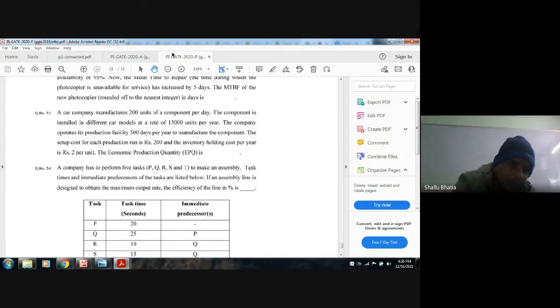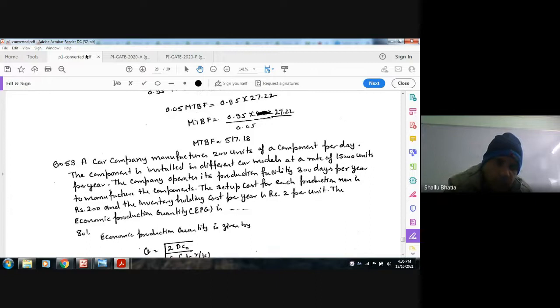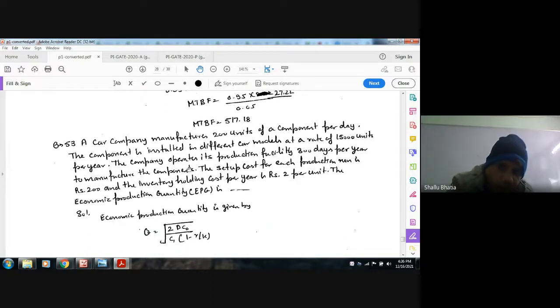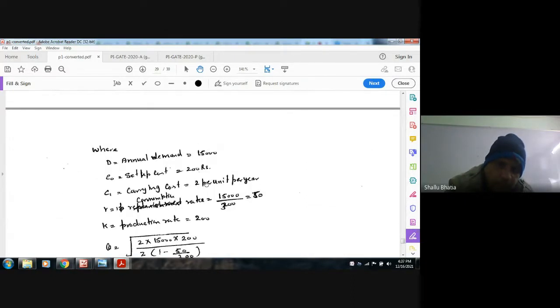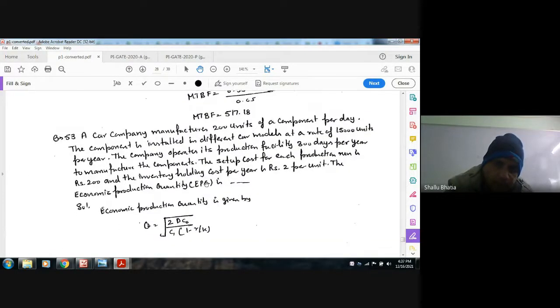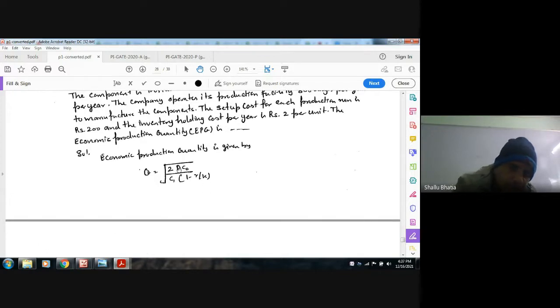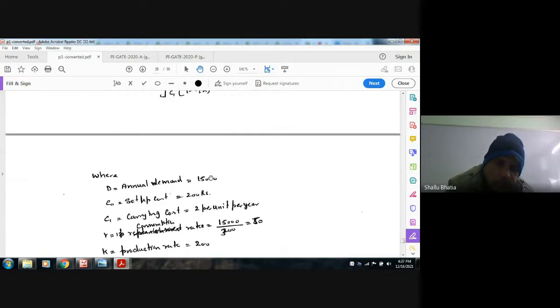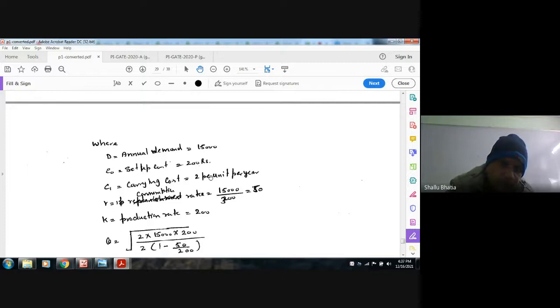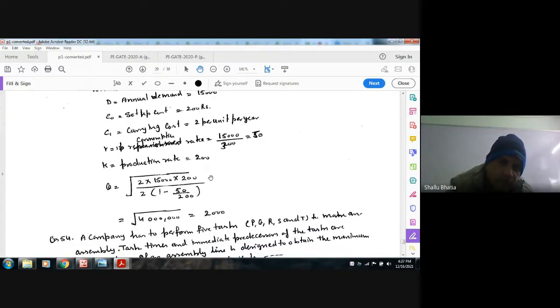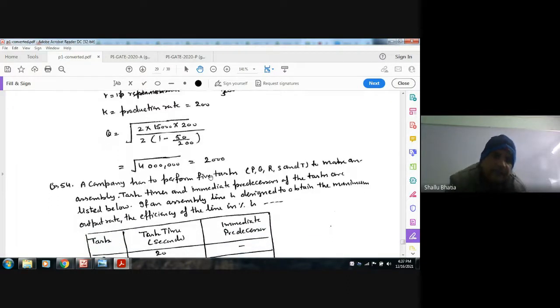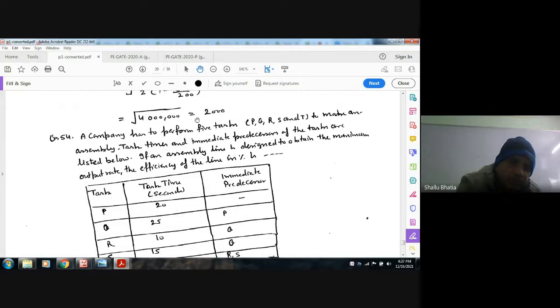The economic order quantity is... we know that for economic production, R is the rate of production, and the production rate is given. The formula for this economic order quantity is the square root of 2 D C0 divided by C1 times (1 minus R by K), where D is the demand, that is 15,000, C0 is the setup cost and C1 is the carrying cost. And R, the consumption, is 15,000 by 300, that is 50, and the production rate is given as 200. Putting in these values, we can calculate the quantity, that is 2,000.